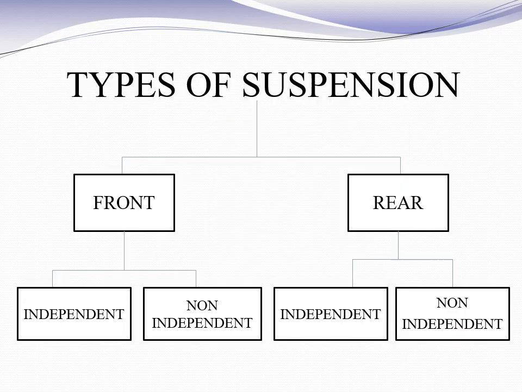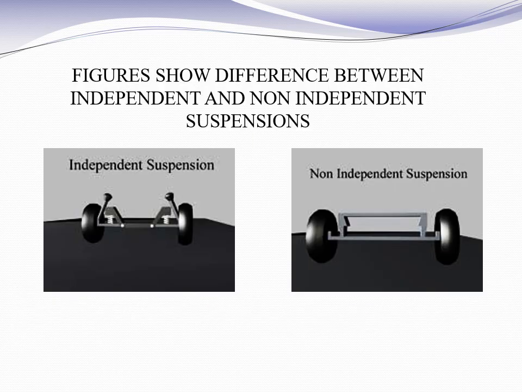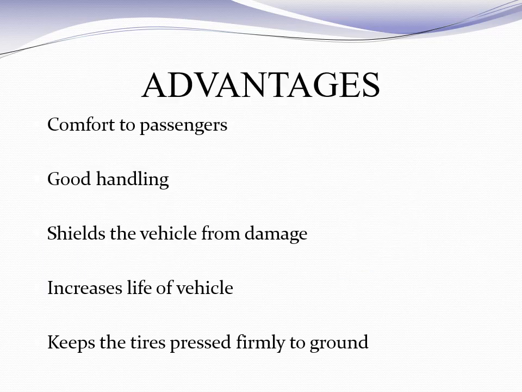Now types of the suspension system, basically two types, front and rear. Front is also classified into independent and non-independent, and rear also independent and non-independent. The figure shows the different independent and non-independent suspensions. Advantages: if we use the suspension system, there will be comfort for the passengers, good handling, it protects the vehicle from damage, increases the life of the vehicle, and keeps the tires pressed firmly to the ground.